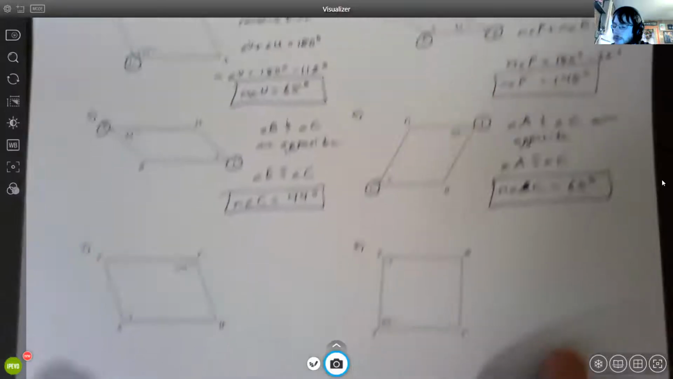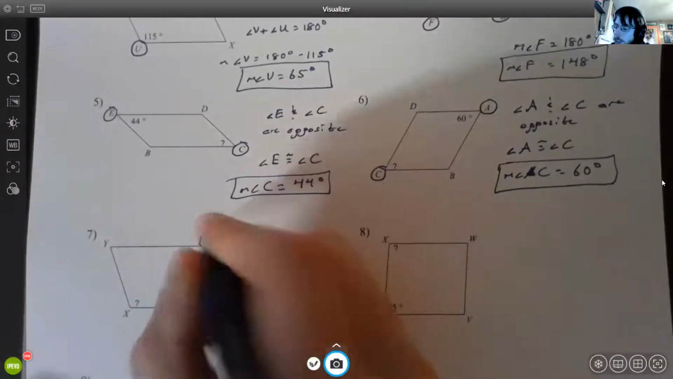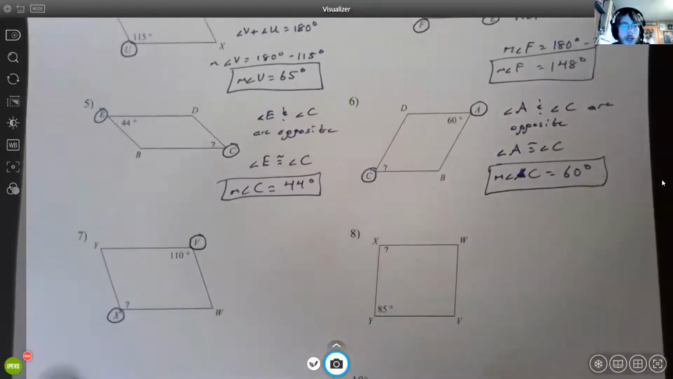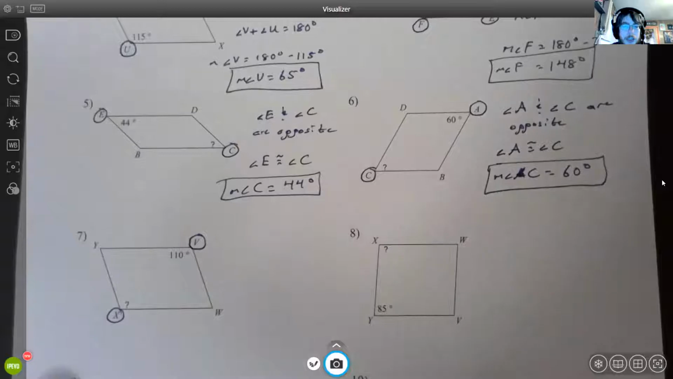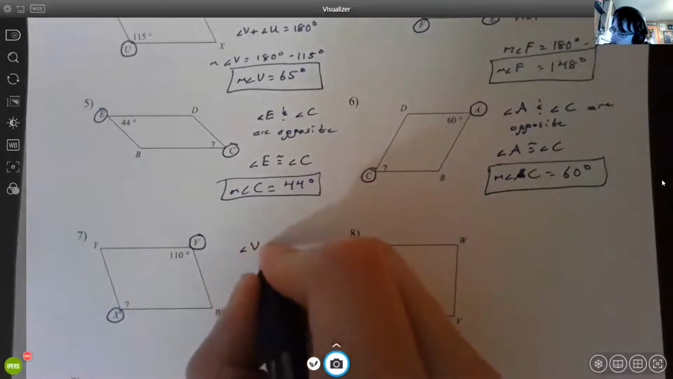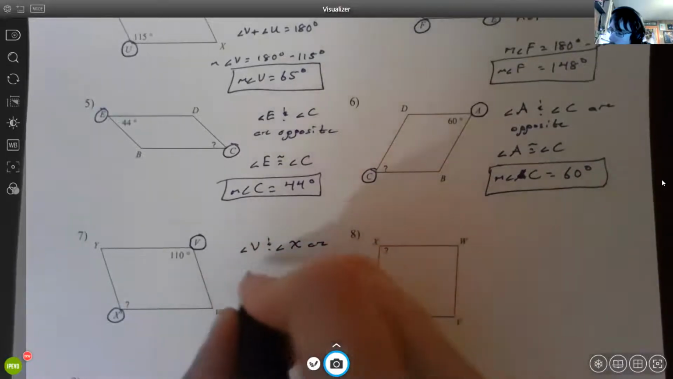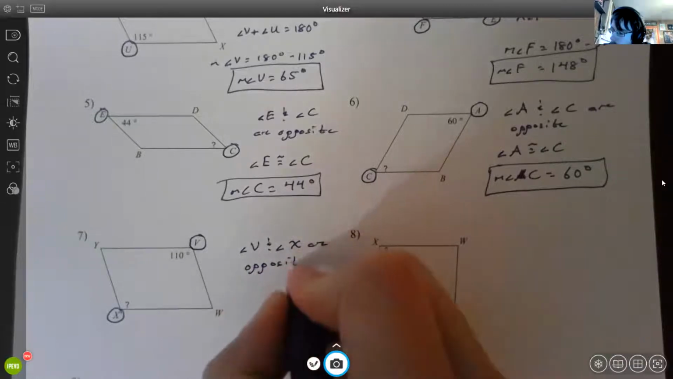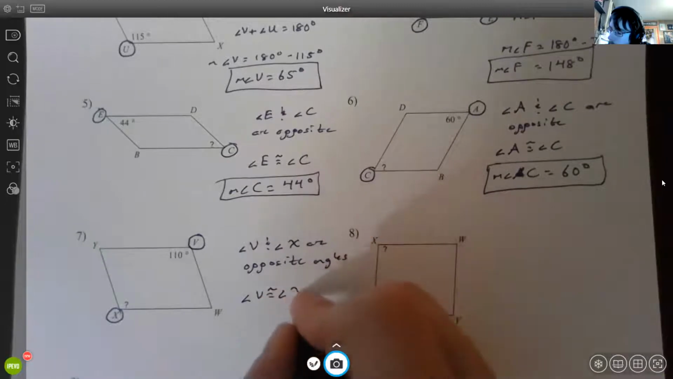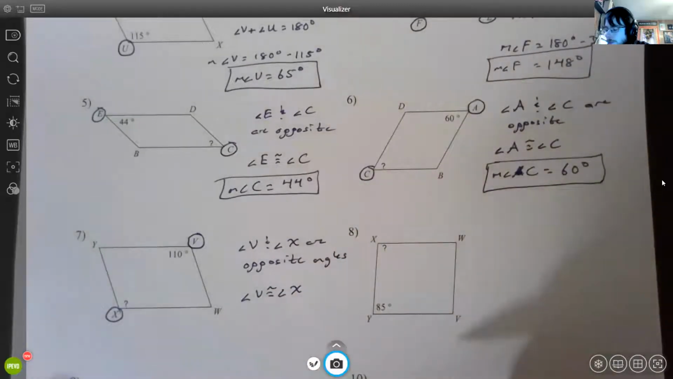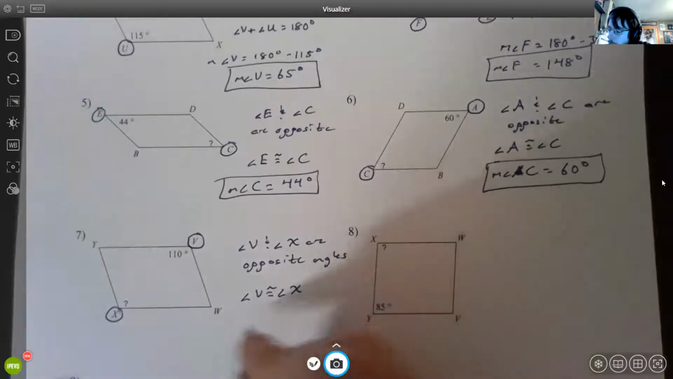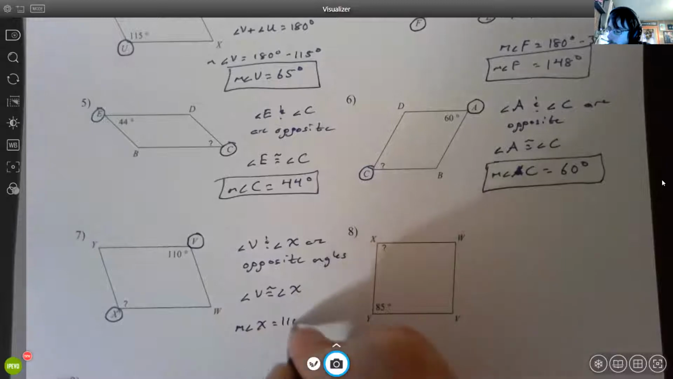Number 7, we're given angle V to be 110 degrees, and we want to find angle X. Now, angle V and angle X, are they opposite or are they consecutive? And we can see that they are opposite from one another. So that means that angle V must be congruent to angle X, which means that angle X has to equal 110 degrees as well.